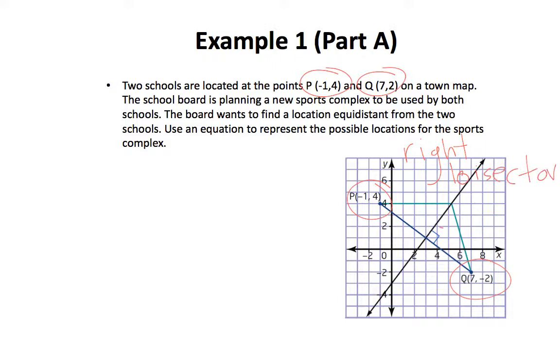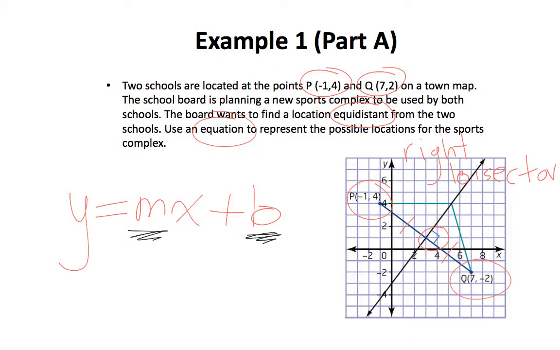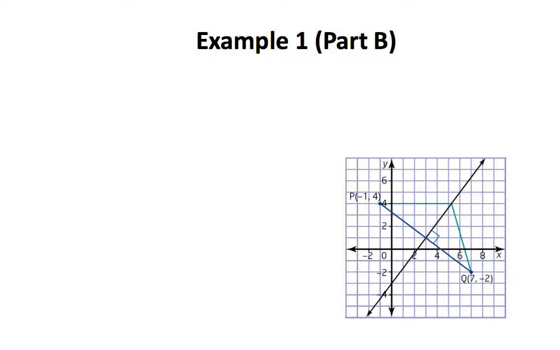The right stands for this little 90-degree angle that it makes with the line segment, and it's a bisector because it cuts that line segment exactly in half. Because we're using this right bisector, it means that the sports complex will be equidistant from the two schools no matter where it is located on the black line. And last but not least, we are trying to figure out the equation of this right bisector. And we're going to figure it out in slope-intercept form, which means we're going to need its slope as well as its y-intercept.